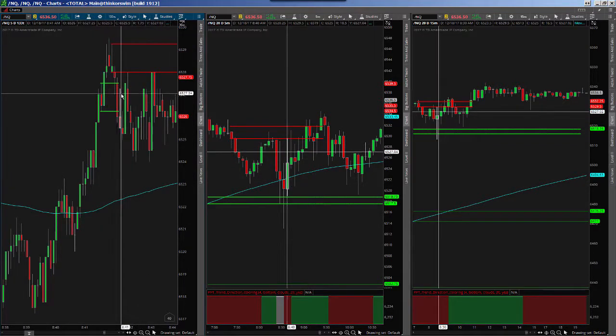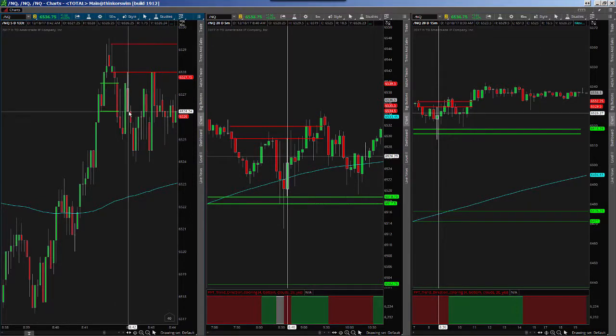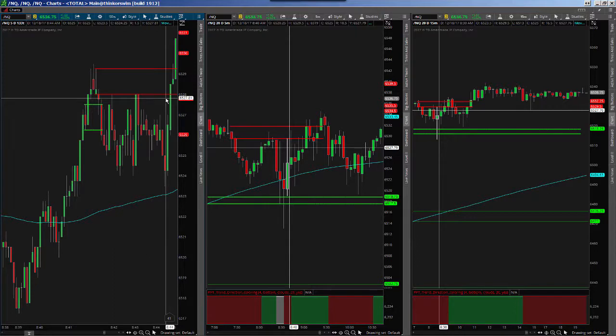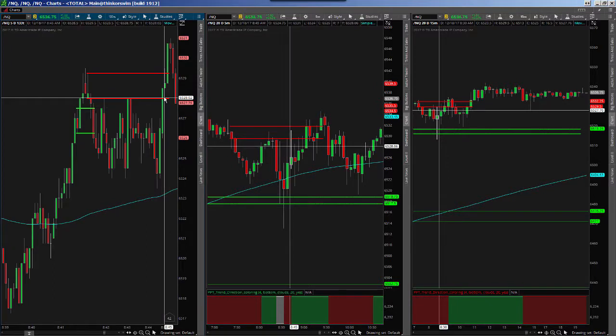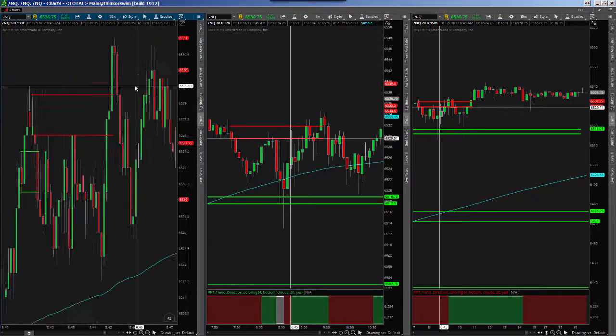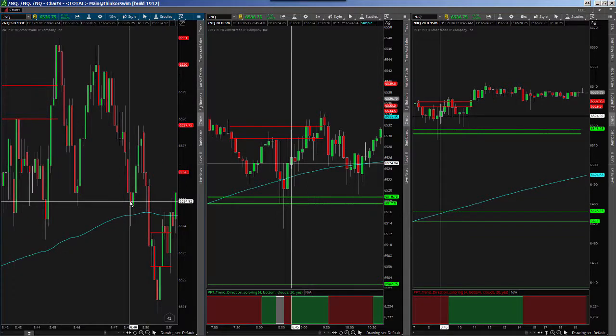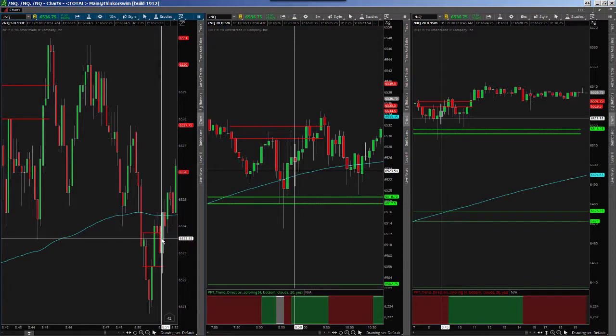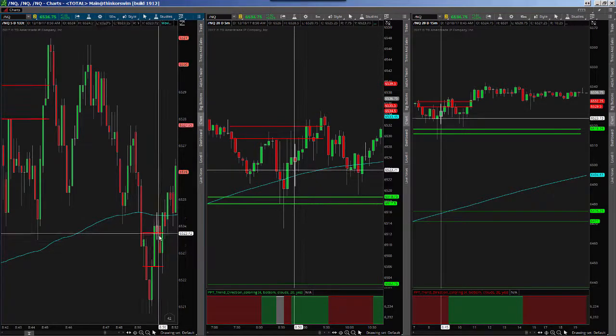Now I am red and red on the 5-minute and the 15. So I'd have a short right here for a loss. I have another short right here for another loss. So there's two losses. Now you can see I am inside of the 5-minute sell zone. Now I am green on the 5 and red on the 15, so no trade here.